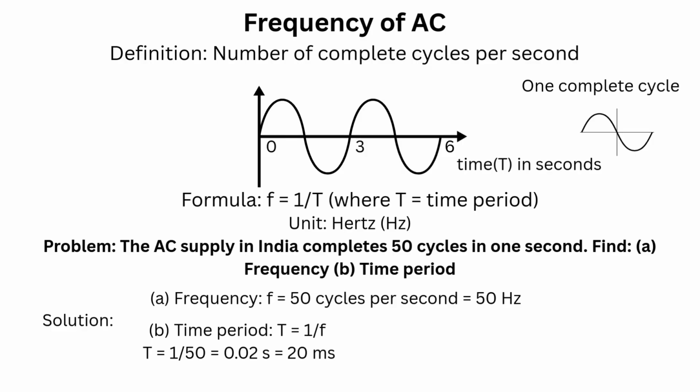Let's do a problem. The AC supply in India completes 50 cycles in 1 second. Find frequency and time period. Frequency is already given as 50 cycles per second, so it is 50 Hz. Time period is 1 divided by frequency, which calculates to 20 milliseconds.